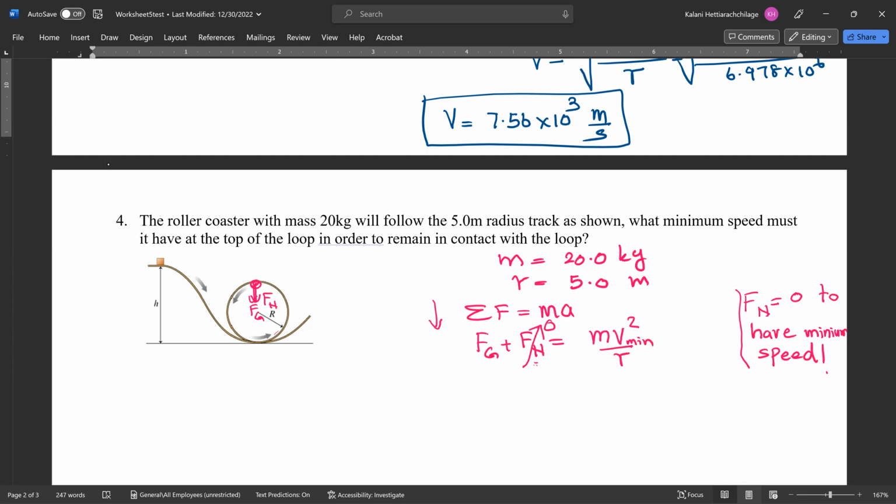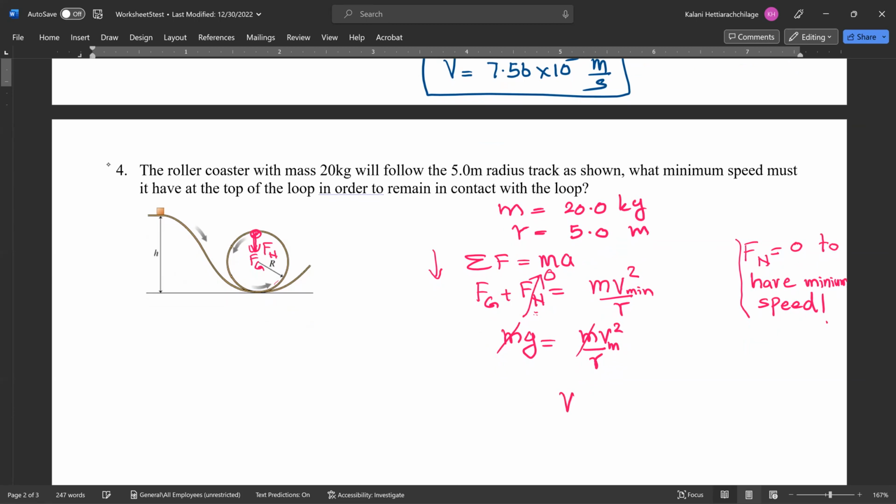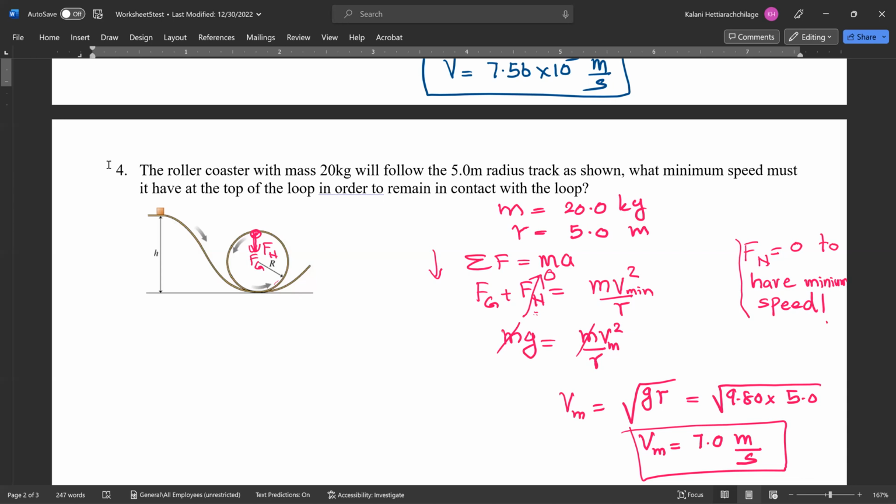Okay, so now Fg equals mg, which equals m v minimum squared over r. M will cancel out, so we can find the minimum speed as the root of g r. Plug in the values, 9.80 times 5 and root, and that will give you a minimum speed of around 7 meters per second. Okay, so that's it for this chapter, this lecture.